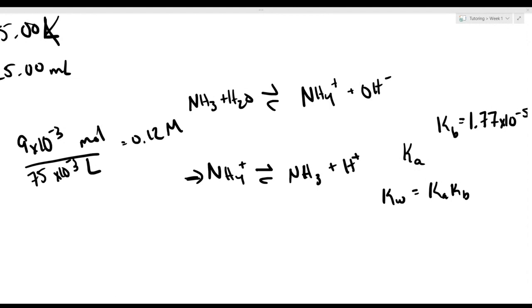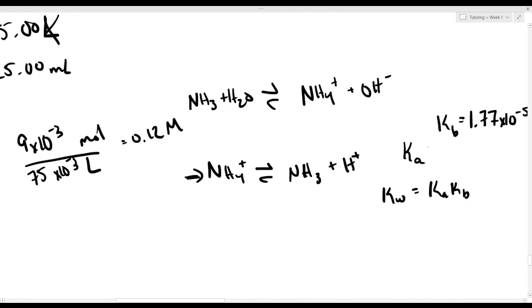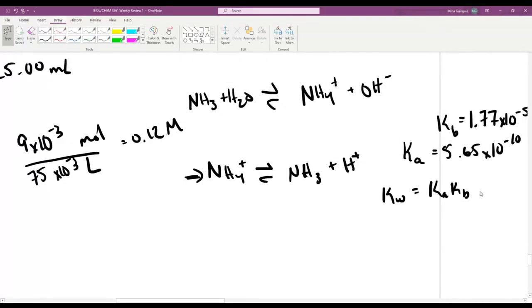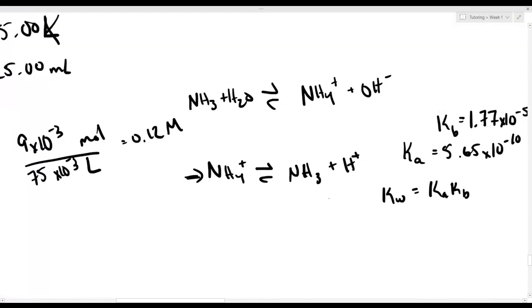10 to the negative 14th divided by 1.77 times 10 to the negative fifth is going to give us 5.65 times 10 to the negative 10th. Are we okay with that number? I'm going to assume we are then. So we've got our Ka.